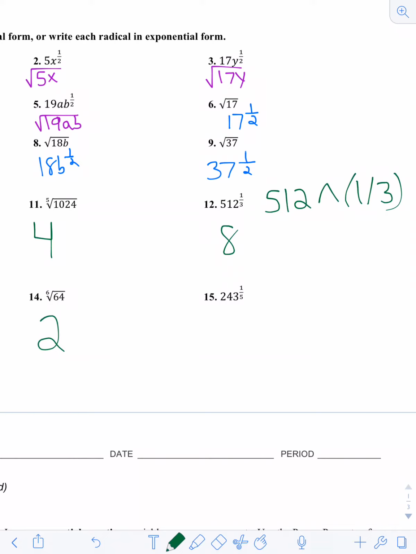So make sure you figure that out. Okay, number 15. Again, you can just write 243. And then you can use your caret key, and that makes it an exponent, and you just type in 1 divided by 5 for 1/5. When you hit enter, it gives you 3. Alright, so that's that top section.